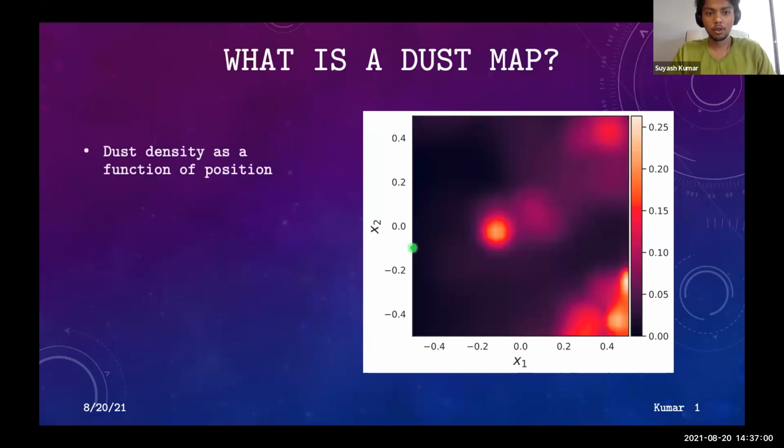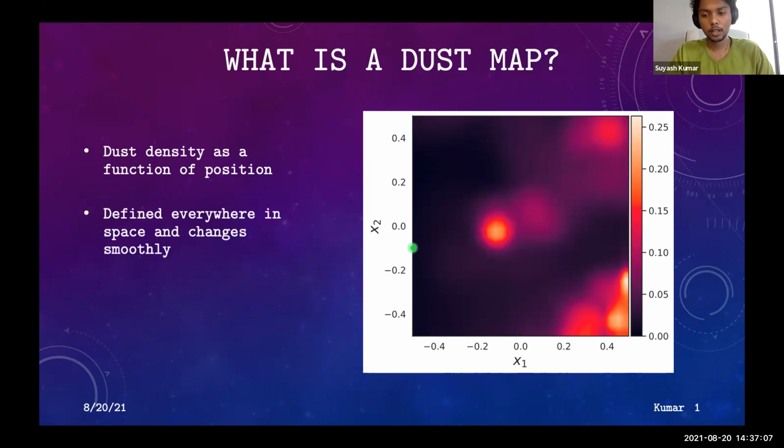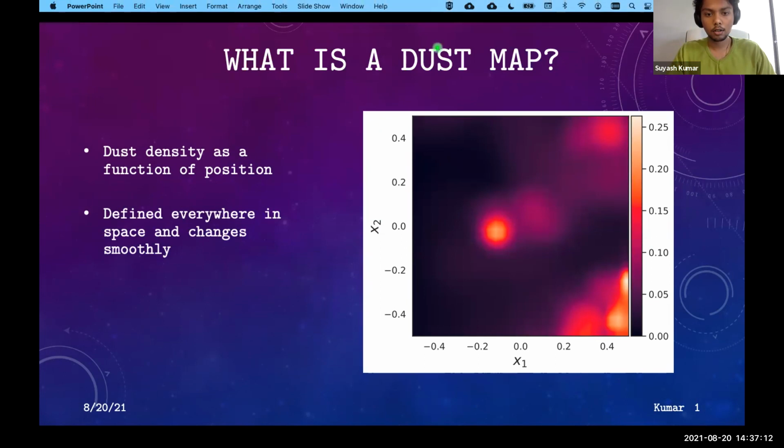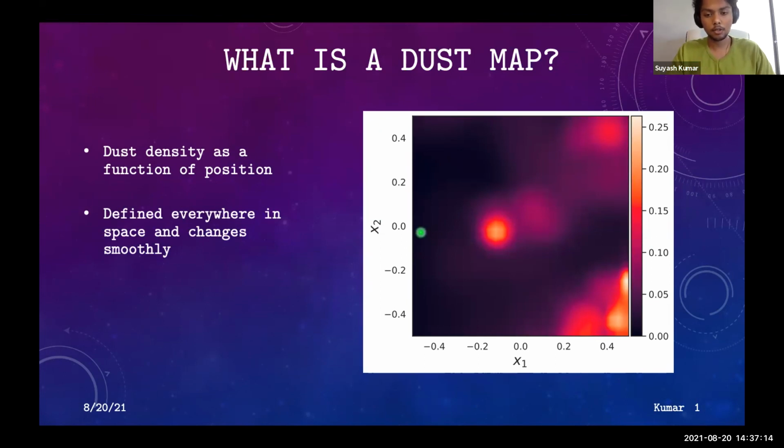So a dust map is shorthand for dust density as a function of position, and it's usually defined everywhere in space and changes smoothly. And because it's defined everywhere in 3D space, it can be a bit difficult to visualize it in 3 dimensions. So a common technique is to take slices along one of the dimensions. And that's why you only see x1 and x2 up here, because this is a slice along the x3 dimension. And this is an example dust map and a template for how we'll be visualizing dust maps in this talk.